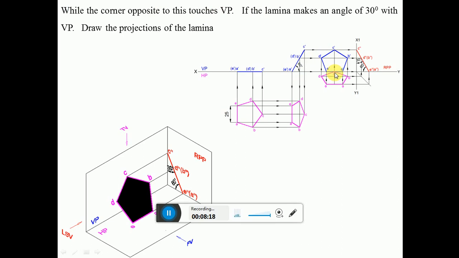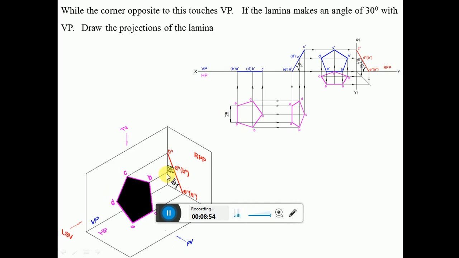So we can see the side is resting on HP, and the corner opposite to the side is resting on VP. But still the surface inclination making an angle of 30 degrees with VP is not shown. That is basically because when the surface is inclined to VP here and the surface is inclined to HP here, obviously that surface has to be perpendicular to the profile plane. Once it is perpendicular to the profile plane, I can see the inclination with respect to HP here, and I can see the inclination with respect to VP here.